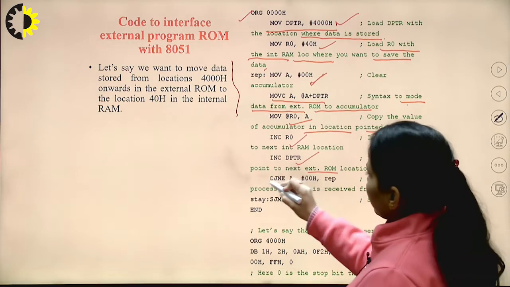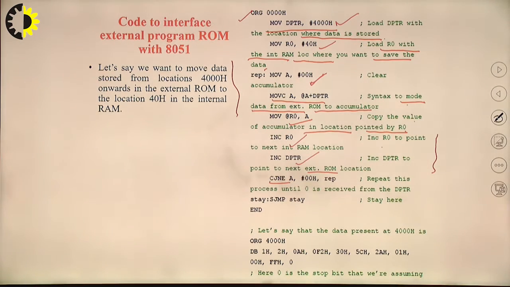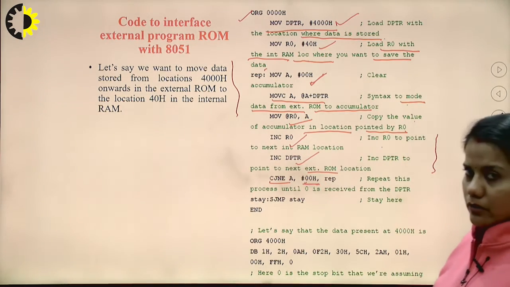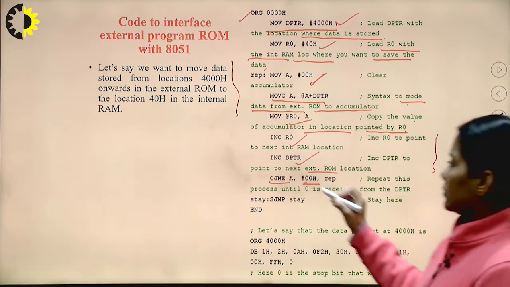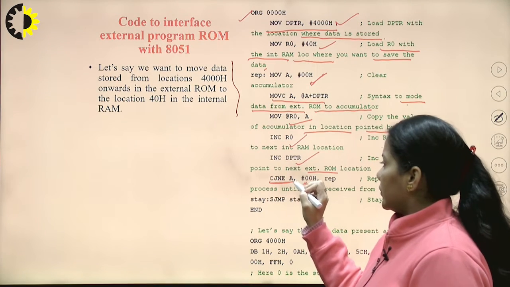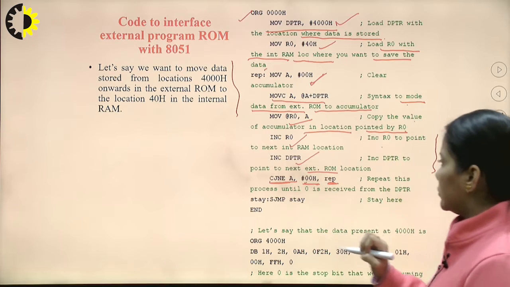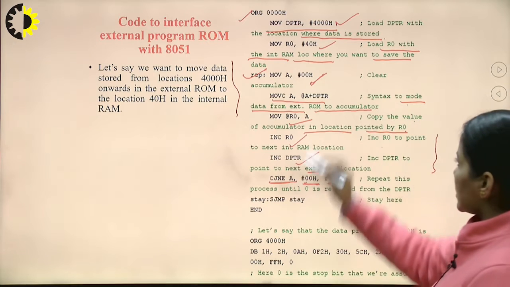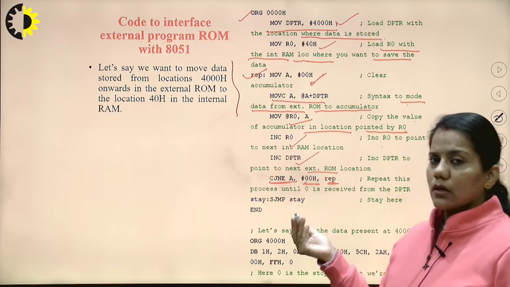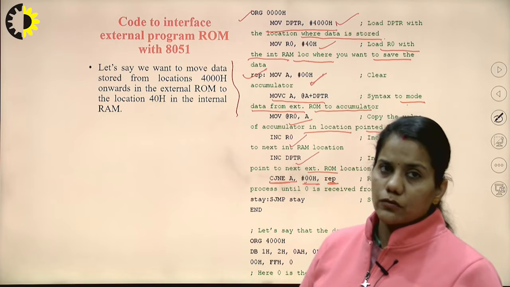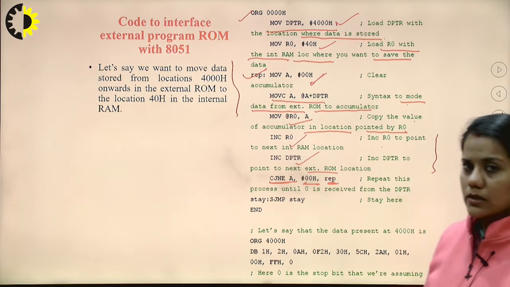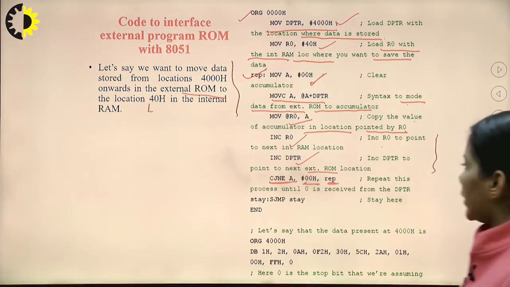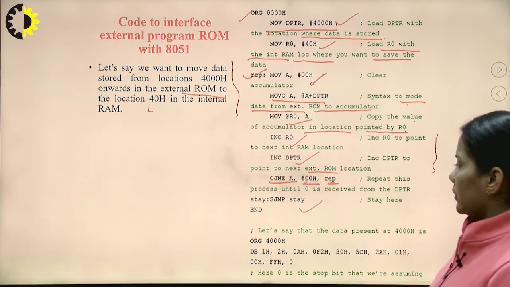Now compare and jump if not equal, that is CJNE. If these are not equal to 0, that is if we have not reached the end of the address, then we have to move to REP, that is here. So again this is done. So in this way, the data from the locations 4000H onwards in the external ROM is transferred to the internal RAM locations from 40H onwards. And here the program ends.